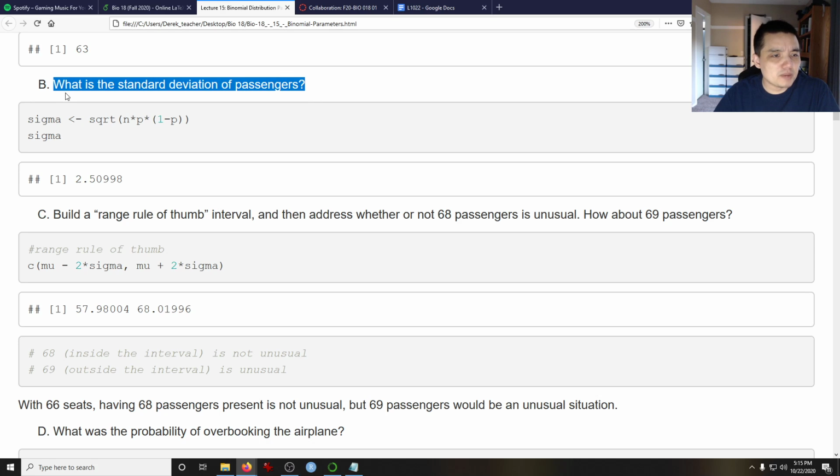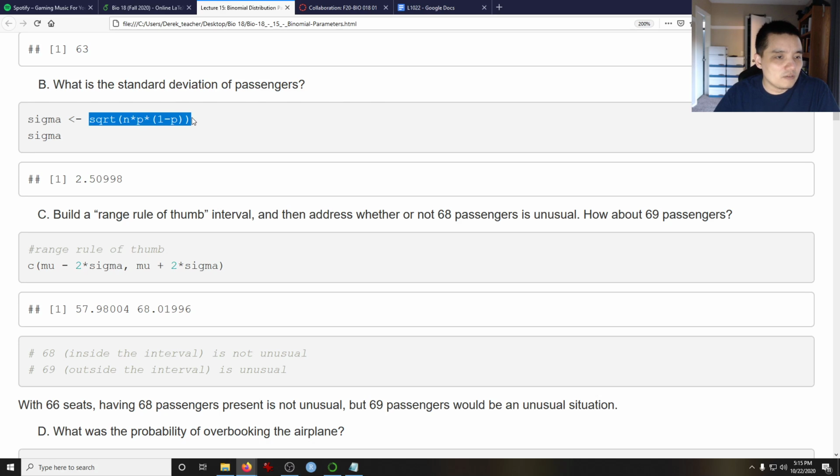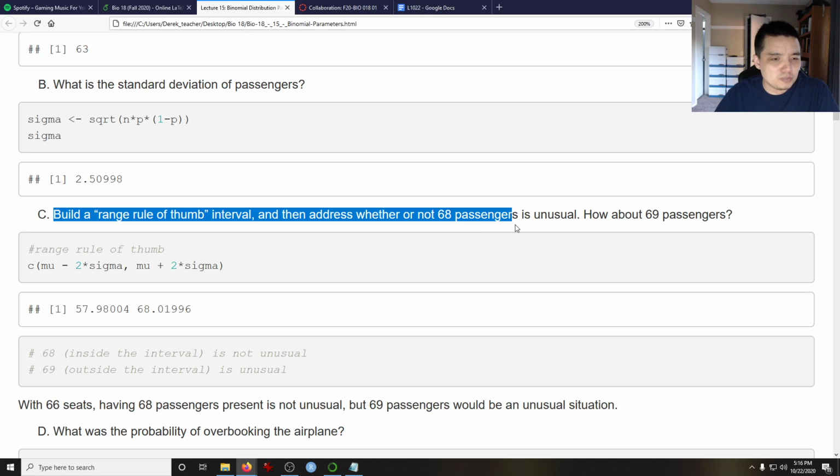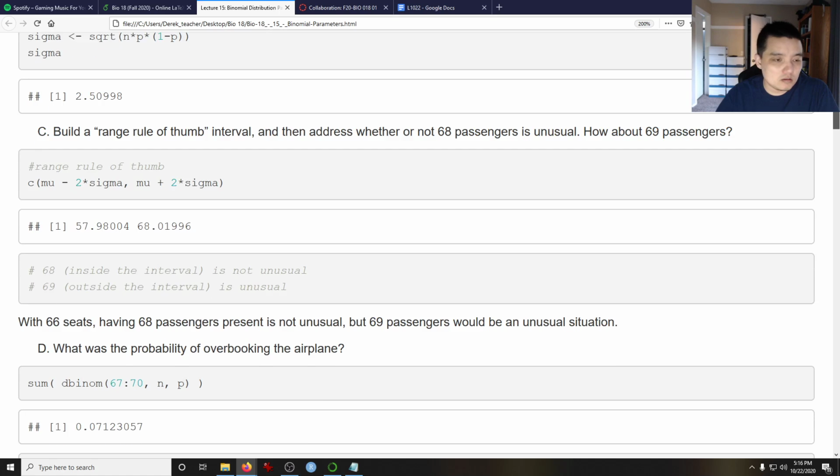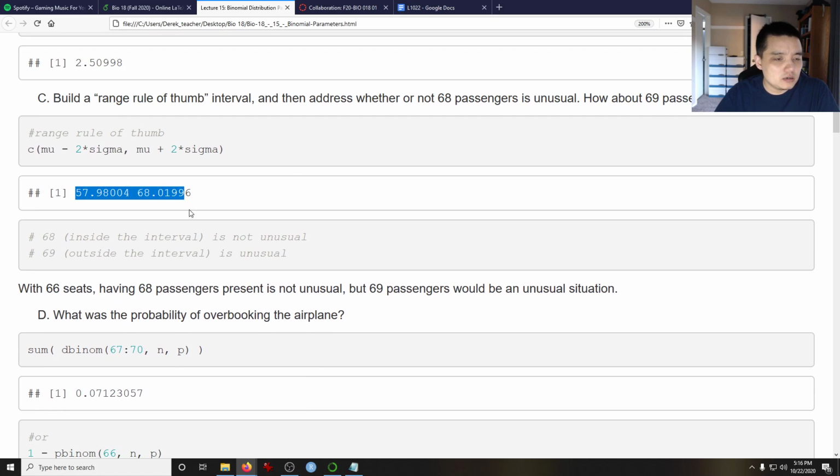What is the standard deviation of passengers? Well, I briefly showed you the math derivation of getting a standard deviation formula for this setting. Square root of NP times 1 minus P. And we get a standard deviation of about 2.5 passengers. If I ask you to build a range rule of thumb interval, that's mu plus or minus 2 sigma. Here's the R code to do that. And here we get a range of values.